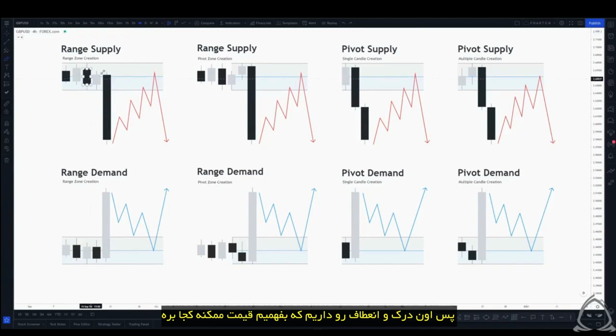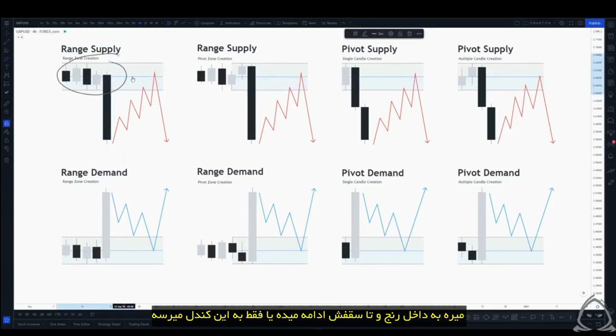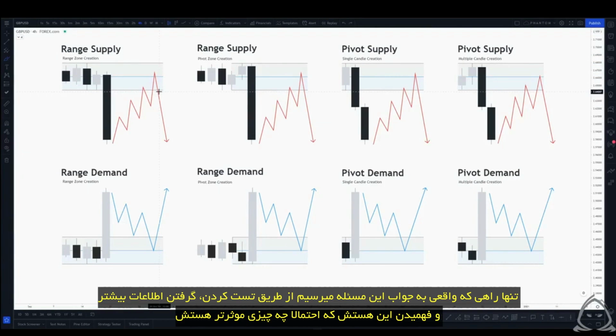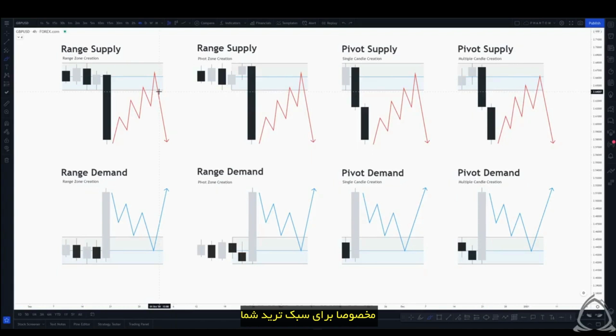So we have that flexibility in understanding where price could go. Will it return to the entire range and fill to the upside, or will it focus on just this candle? We don't necessarily know where it's going to go. The only way we can truly know is if we do enough testing, get a large enough data size, and figure out probabilistically which tends to be more effective, especially for your trading style.